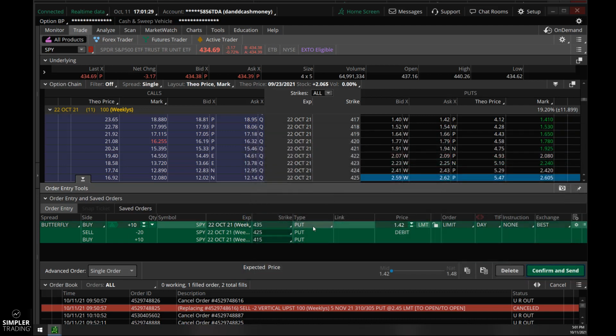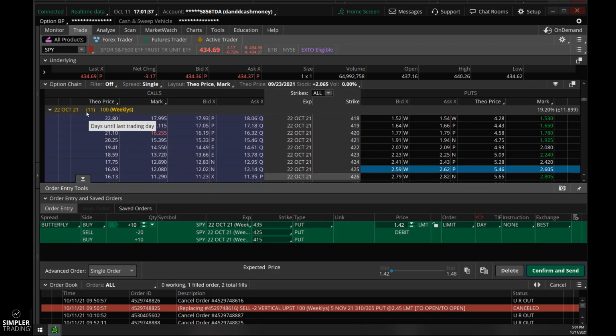Now, obviously, that's if I was dead on and if the spiders went to 425 the same day of expiration. But it doesn't even need to do that for you to make good money on it. Let's say that the spiders went from 435 to 430 around the same time. I mean, you could still double that, if not triple it.